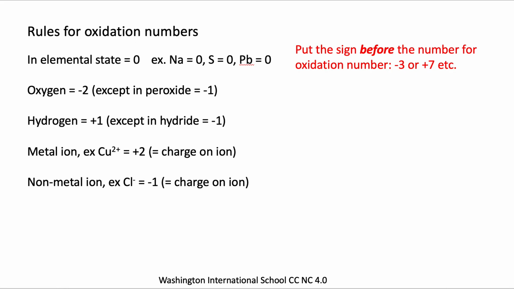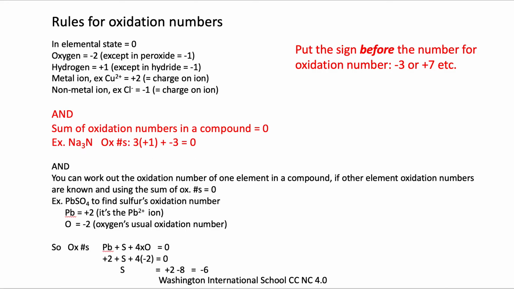Any cation, metal ion, the oxidation number is the same as the charge on the ion, but you're going to put the sign, the plus sign, before the number. That's the convention for oxidation numbers. For non-metals, with anions, negative ions, here chloride, Cl-, its oxidation number is -1.